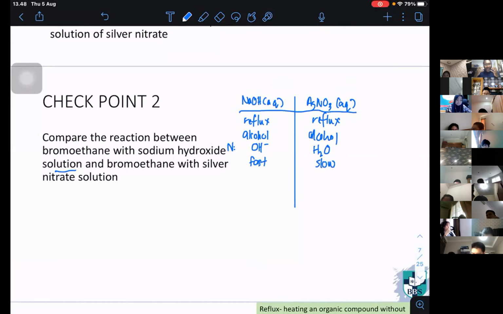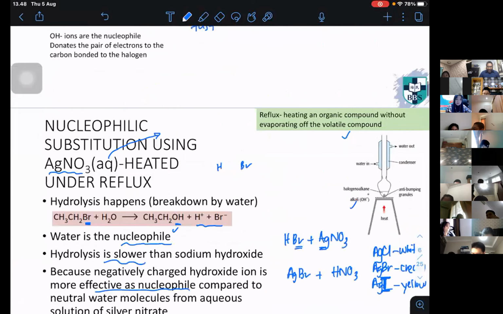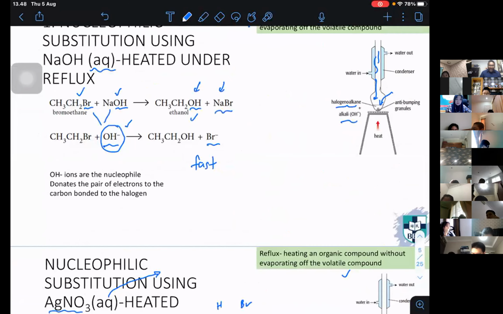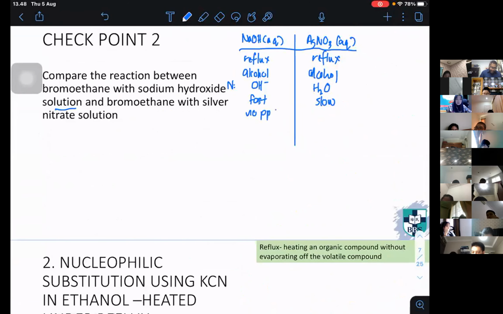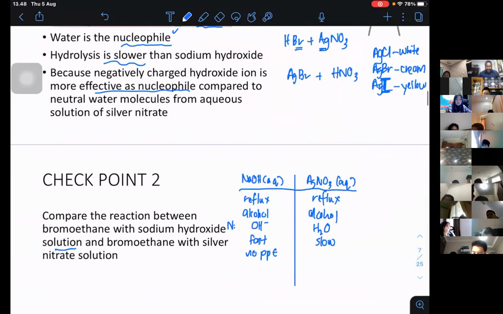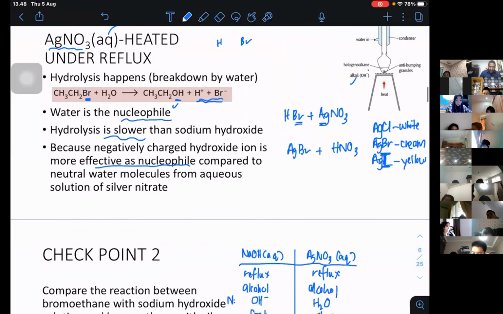What will happen? What do I see? When I have this reaction, I won't be able to see anything because all of them are colorless. There is no precipitate. But for silver nitrate, after they react, I'm going to get HBr. Both of them are colorless, but the HBr doesn't stop. They will react with silver nitrate.